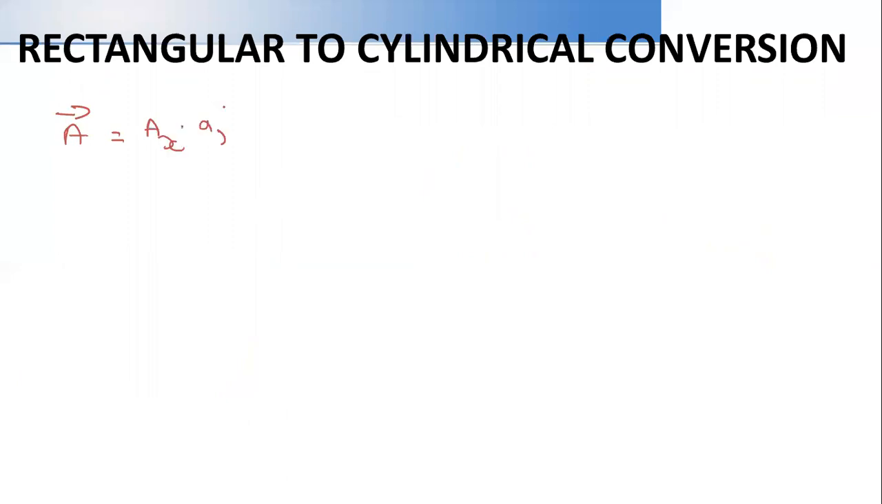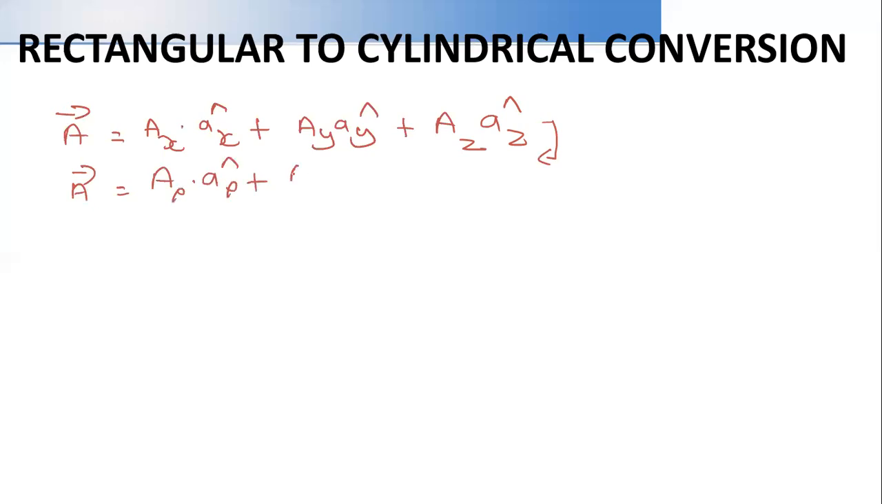Okay, so we'll consider a vector A, that is Ax ax cap plus Ay ay cap plus Az az cap. So you know that this is a vector in Cartesian coordinate, and ax cap, ay cap, and az cap, they are the unit vectors. Now we need to convert this to another vector that is in the cylindrical coordinate. So how we will represent cylindrical coordinate? It will be A rho a rho plus A phi a phi plus Az az.